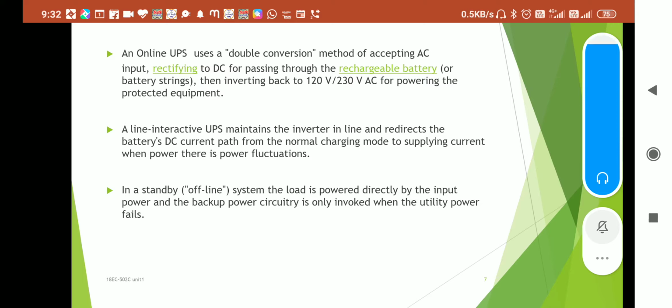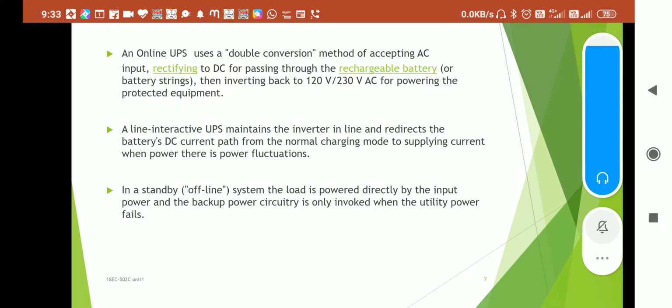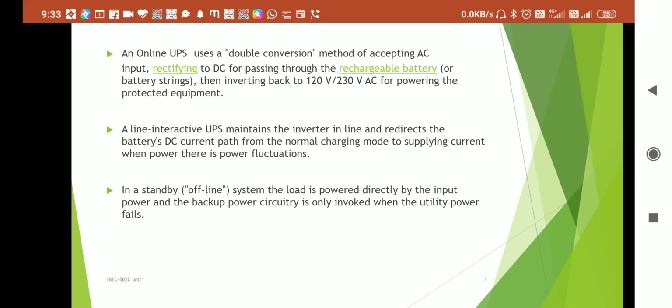And the third one is offline UPS or standby UPS. In this offline system, generally the load is powered directly from the mains input power, and only when the main supply is not available does it switch to the DC power, that is, the backup power. Generally these standby or offline UPSs we use in systems below 1 kVA, generally in home appliances like computers.